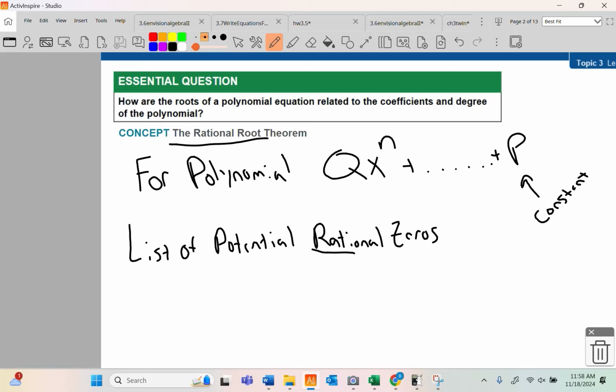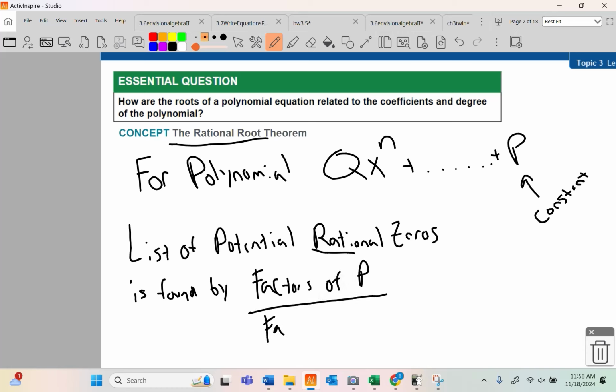The list of rational zeros is found by factors of p over factors of q. I'm pretty sure this is where the old saying mind your p's and q's comes from.